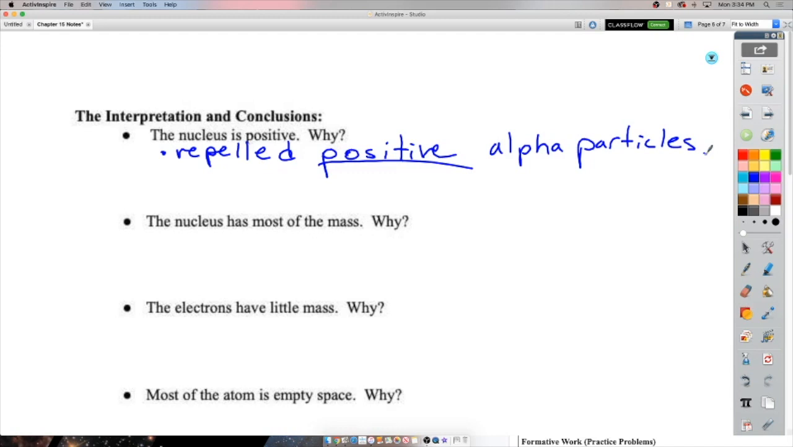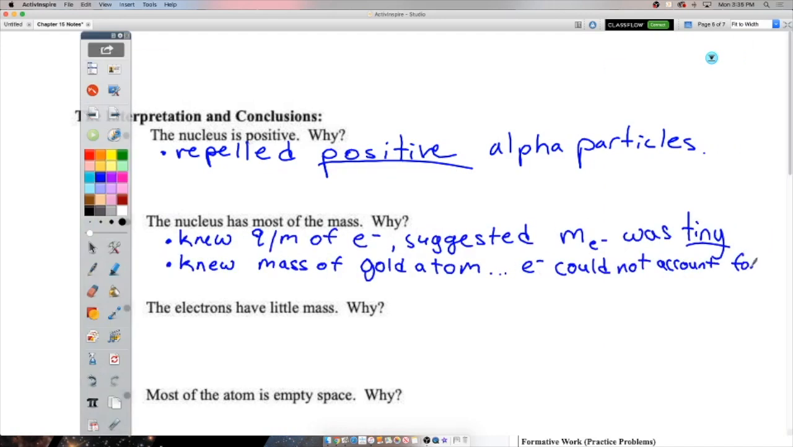The nucleus had most of the mass. Why? Well, remember, we knew the charge to mass ratio of the electron from Thomson. We even now had a charge of the electron from Millikan, and we knew the mass of a gold atom. The electrons did not account for enough of the mass, right? So we did already know that the positive charge was going to make up most of the mass, right? We knew the mass of the electrons was tiny. This is actually technically nothing new from Thomson's. It's just that this mass was not as spread out as we thought, right? It was much denser, very concentrated in this nucleus, as we started to call it.